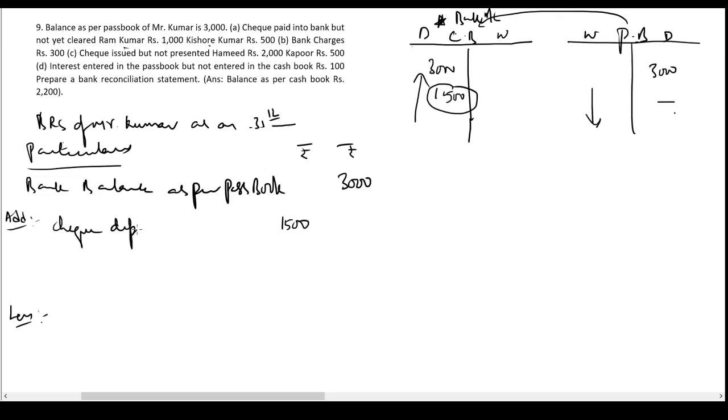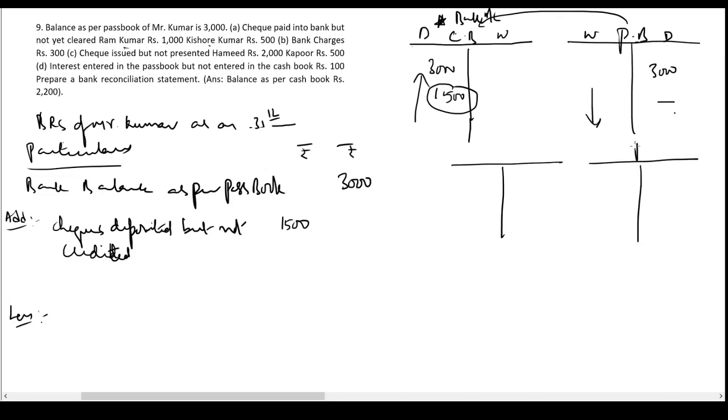Checks deposited but not credited, 1500 rupees. Bank charges rupees 300. This is the passbook. This is the cash book. 3000, 3000. Bank charges rupees 300 recorded in the cash book.